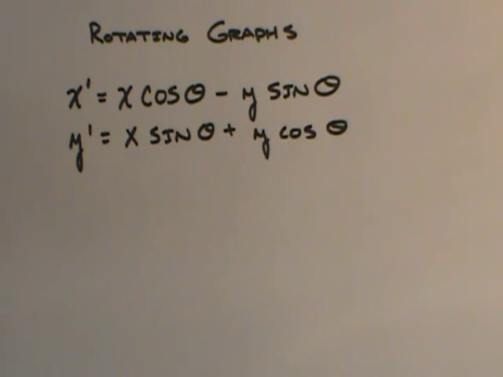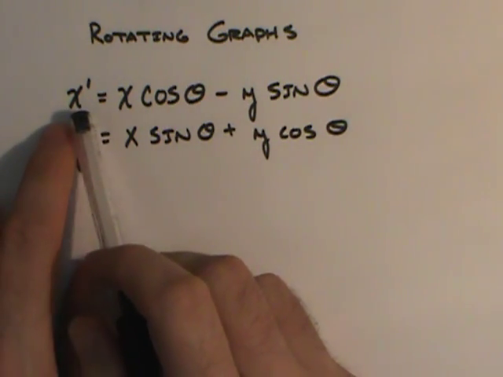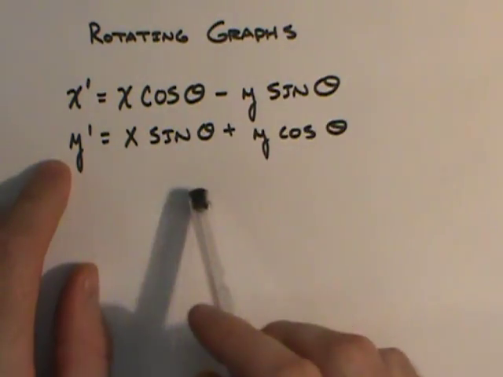Several students have been wondering how to rotate graphs. They want to take a parabola or an ellipse and rotate it by a certain degree and then regraph it. The concept to this is pretty simple. You have to remember these formulas right here. You have to use these formulas.